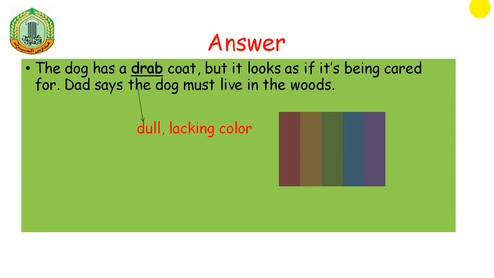Yes, it's dull. It's lacking color. The dog has a drab coat, but it looks as if it's being cared for. So that means the dog is wearing a drab coat, a dull coat, a coat lacking color. It's not really a nice looking coat. Dad says the dog must live in the woods. So that means drab coat is a dull coat.